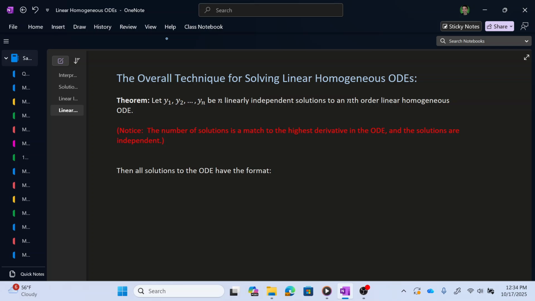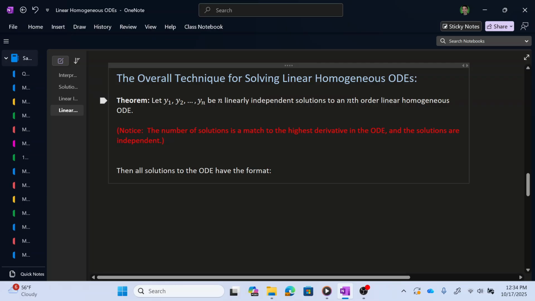Let's describe the overall technique that we will be using over the next several days of class to help us solve differential equations of that type. So here's a theorem that we're going to be using. We have an nth order linear homogeneous differential equation. Our focus will be on second order equations, but this theorem is true for third order, for fourth order, for fifth order, and so on.